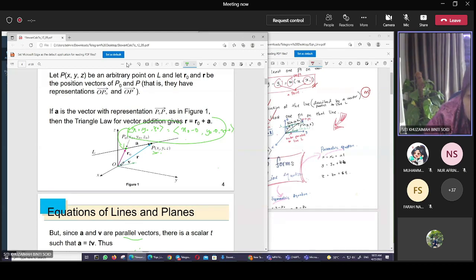Sometimes kan dia tak bagi this vector ni, dia tak bagi the value of this vector. Dia bagi, nampak kat sini, dia bagi 2 points. From these 2 points that lie on this line, can we find the parallel vector? Boleh tak kita cari?